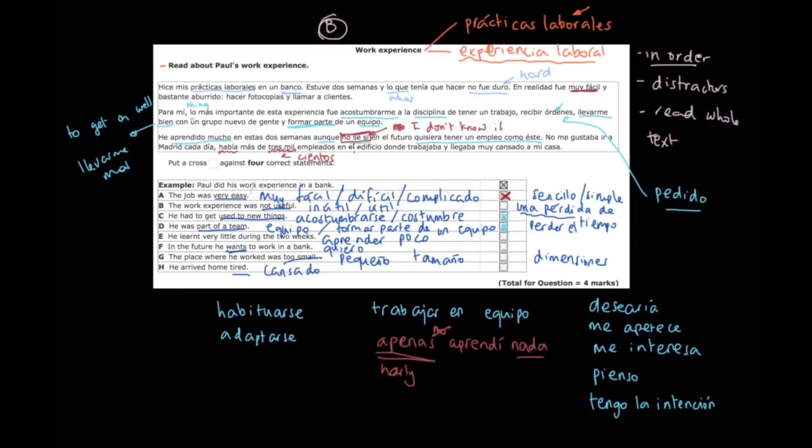En el edificio, in the building where I worked, y llegaba muy cansado a mi casa. And I arrived very tired to my home. I arrived home very tired. So the last correct answer is going to be H.